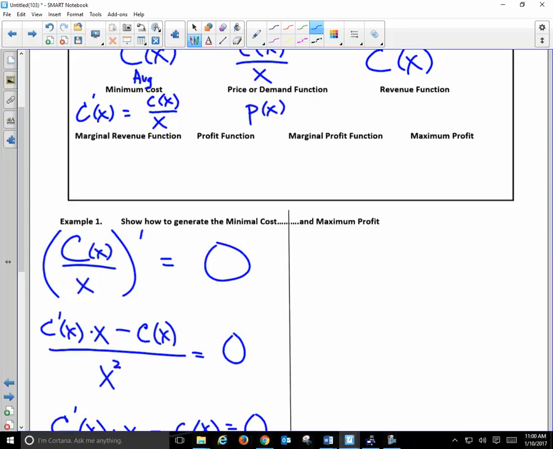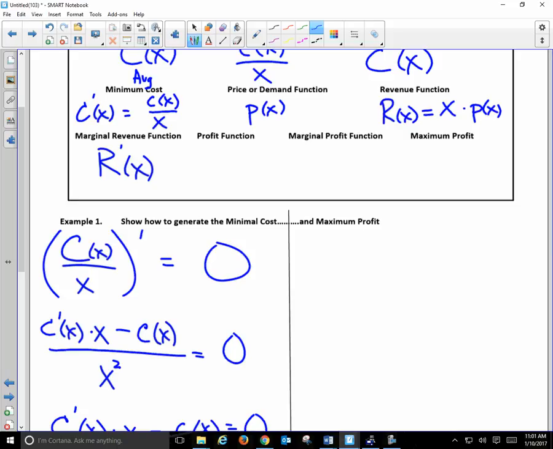If she wants to know how much revenue she actually gets, she takes whatever she's charging. So if she's charging $2 a sandwich, she has to multiply that by the number of sandwiches that she's made and sold. So if you want to find revenue, you take X, the number of items you've sold, times the price at which you sold them. Marginal revenue function is going to be just R prime of X, the expected revenue for the next item that you've sold.